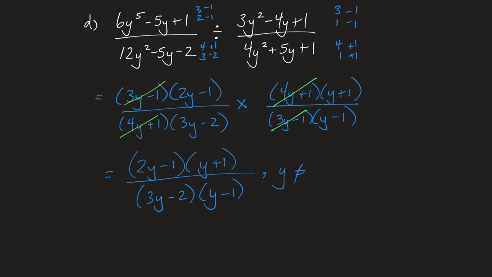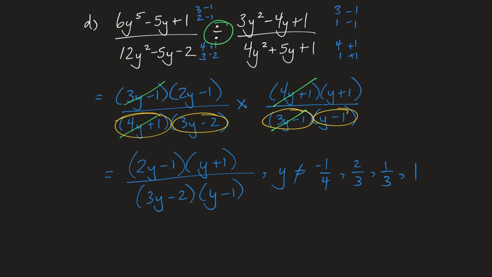So my first factored form, that 4y plus 1, is going to give me a y value of negative 1/4 as a restriction. My 3y minus 2 means that y can't equal 2/3. My 3y minus 1 means that y can't equal 1/3. My y minus 1 means that y can't equal 1. And then we didn't make the mistake.